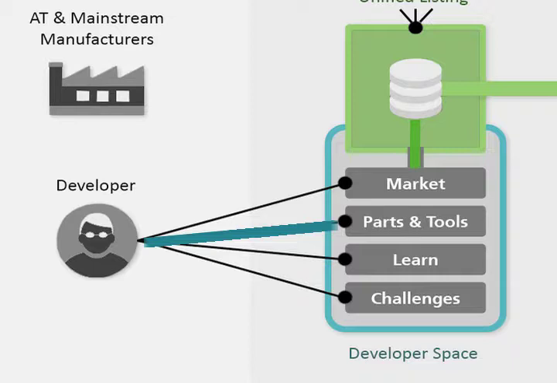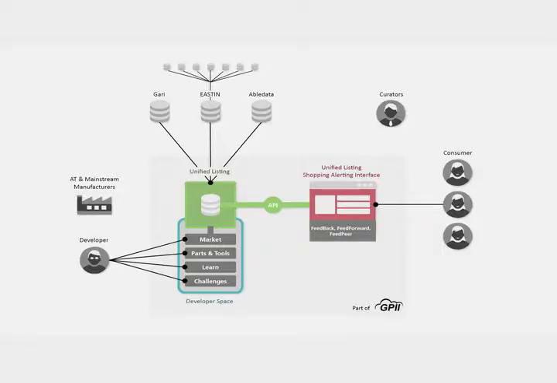As soon as it goes into the unified listing, which is federated with a number of other databases, that information would automatically flow to those databases: the Easton, which is a federation in Europe, Able Data, also to Australia as part of Eastern. And then it also flows to the shopping alerting interface, and from there to consumers.